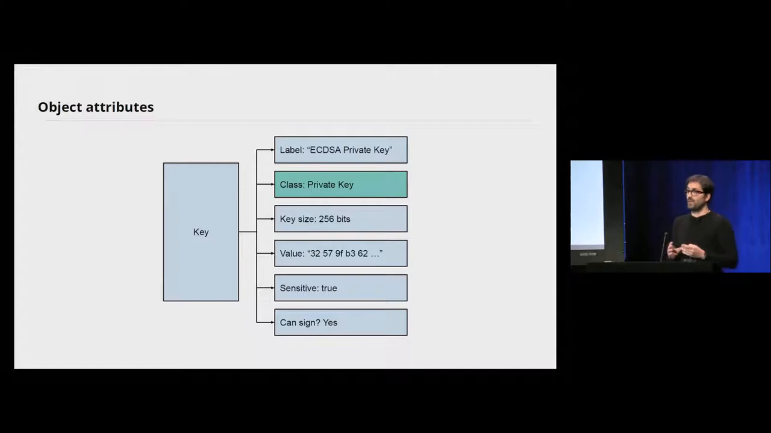Objects are composed of attributes. Each object has a class attribute that defines its role, and the other attributes depend on that class. For example, here is a private ECDSA key. You can see it has a value attribute. The value of the key is actually an attribute. And you can get its role. It can be used for signing in that case, not for encryption.